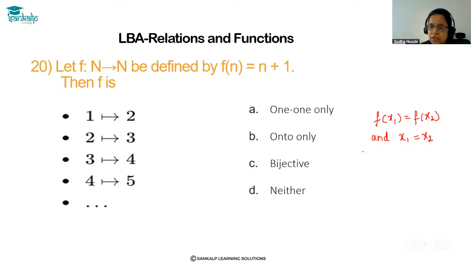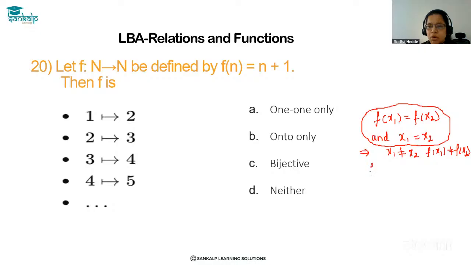The second method is the contrapositive method, which means you have to take x1 not equal to x2 and prove f(x1) is not equal to f(x2). This is the contrapositive of this statement. You can use any one method. In certain cases you have to use this contrapositive method also. So let me take the contrapositive in this.